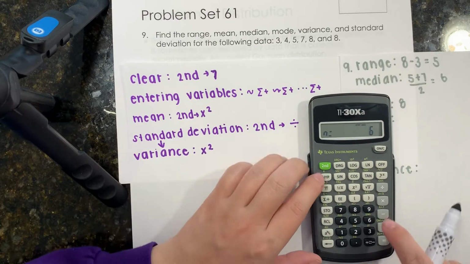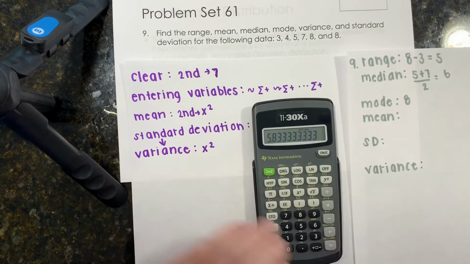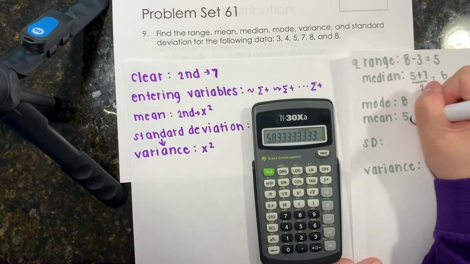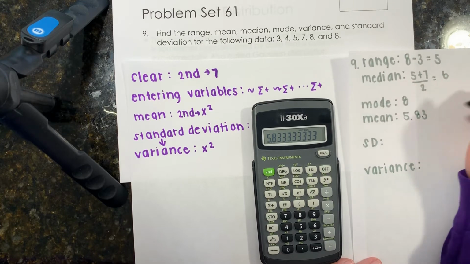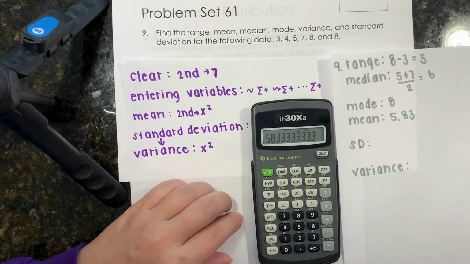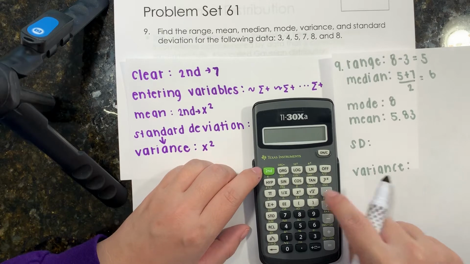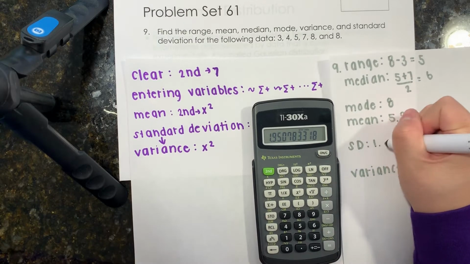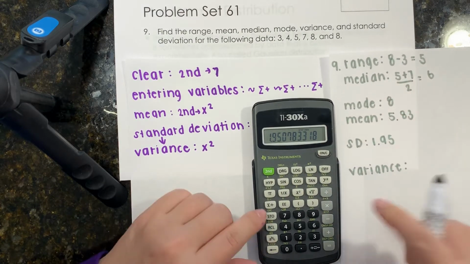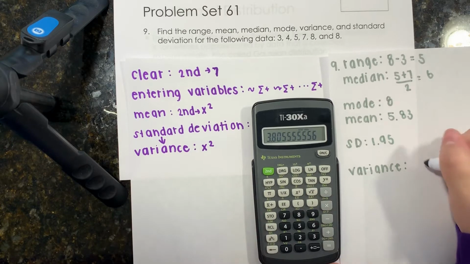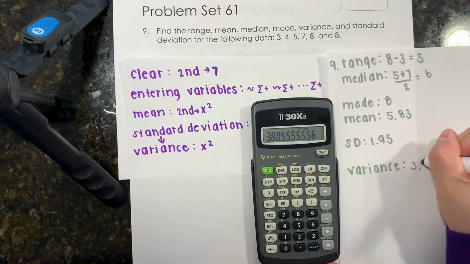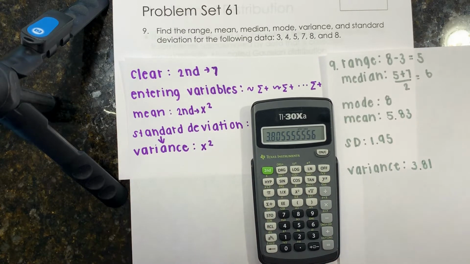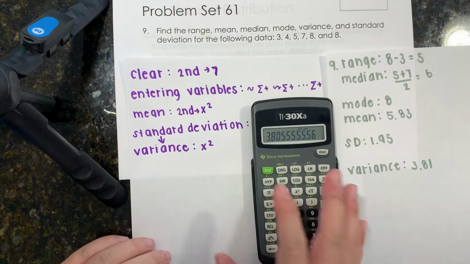Now to find the mean, I'm gonna do second x squared. So that means my mean is gonna be 5.83. My standard deviation, I do second divide, should give me 1.95. And my variance is that squared. So it'd be approximately 3.81 if I rounded to 2 decimal places.